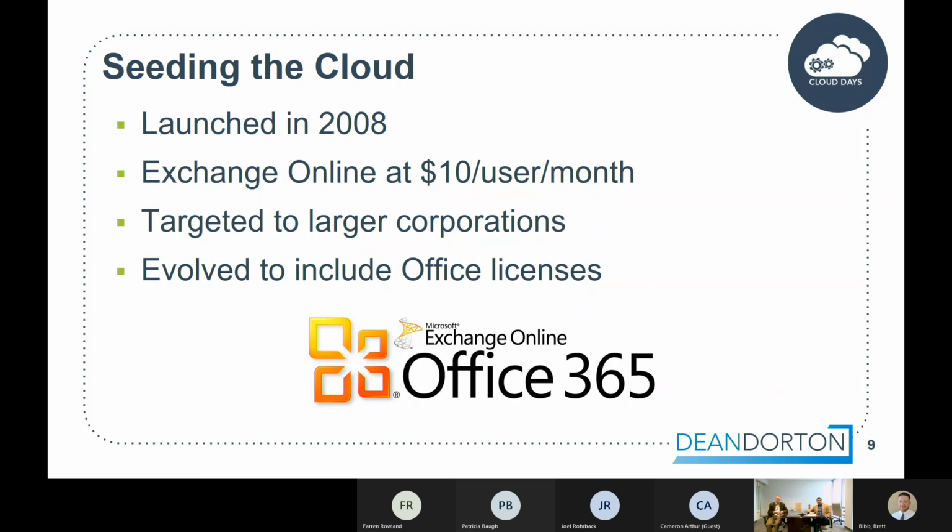And the real game changer there was when they added Office to the mix, the Office licenses, and pretty much kept it at the same cost. So it's really when the economies of scale kicked in, and Microsoft was actually able to offer that at a lower cost. And the first version of Office 365 was pretty much Exchange, SharePoint Online, Skype Online, and the Office licenses.